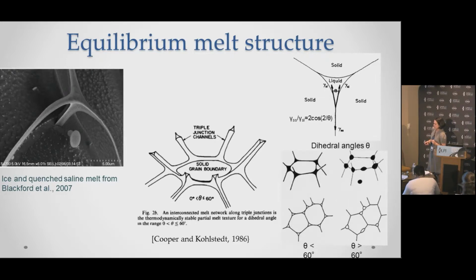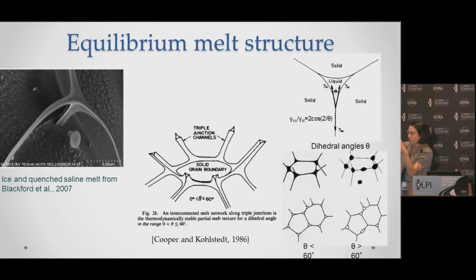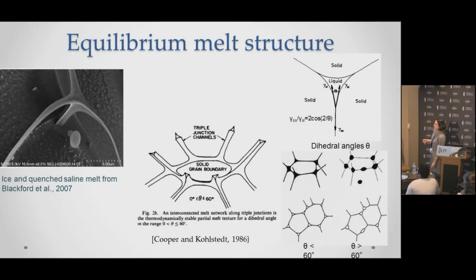And if it's less than 60 degrees, you would have what would be considered interconnected pores in between various grains, in these little tubes and channels. Whereas if that is an angle that is greater than 60 degrees, the melt might get trapped, depending on different compositions or melt fractions.